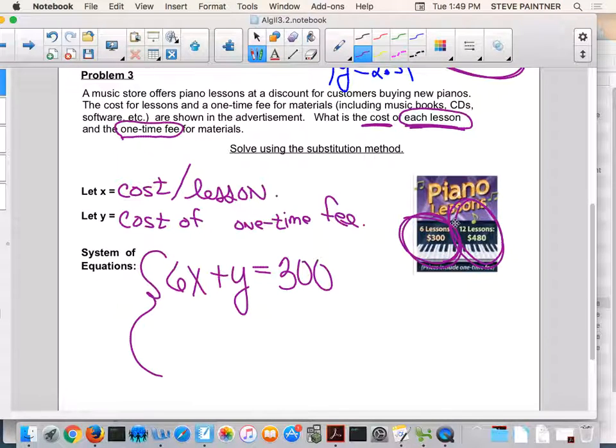12 lessons for 480 would be what? 12 lessons at that price plus what? Y, the one-time fee. Y equals what? 480. That is 80% of the problem.